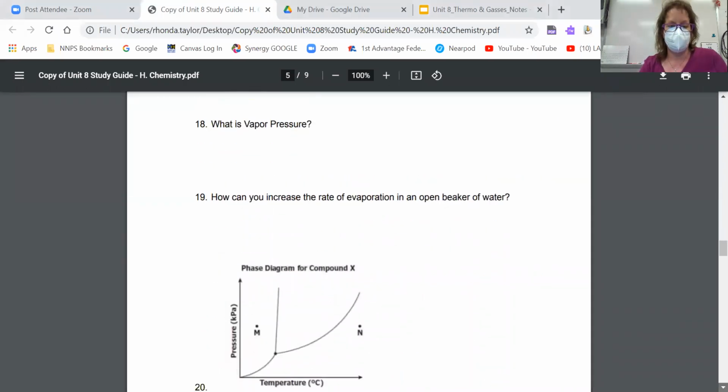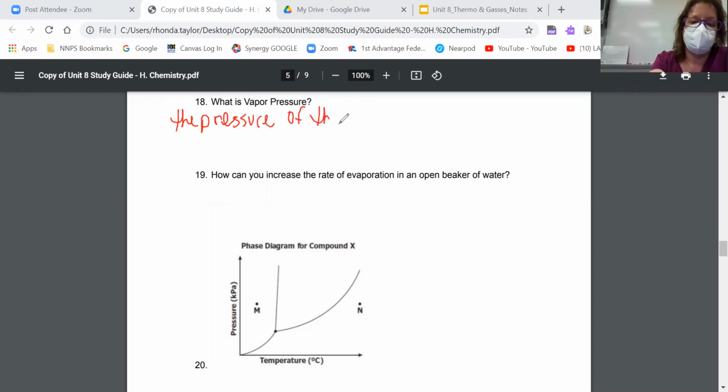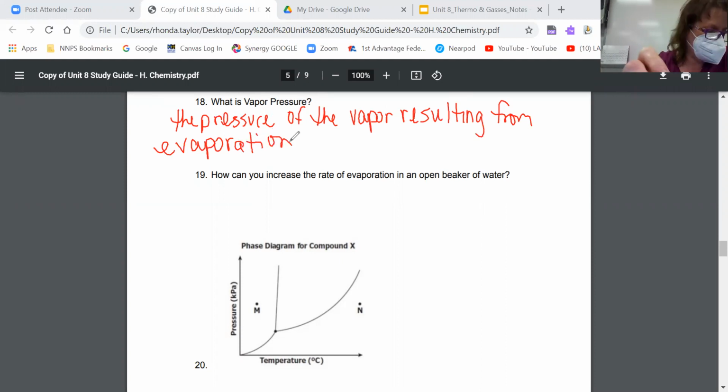Number 18 is asking about vapor pressure. So this is the pressure of the vapor resulting from evaporation. So all the little molecules that are able to break away from the surface of the liquid, whatever that liquid or substance might be, in a closed container.